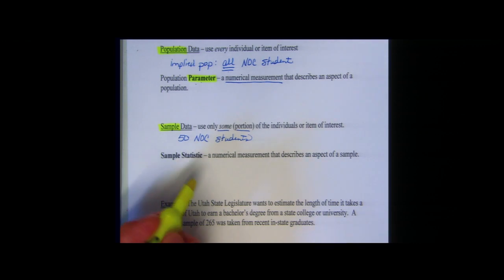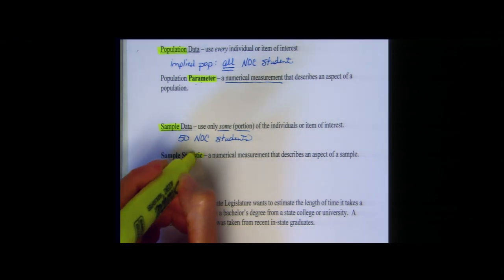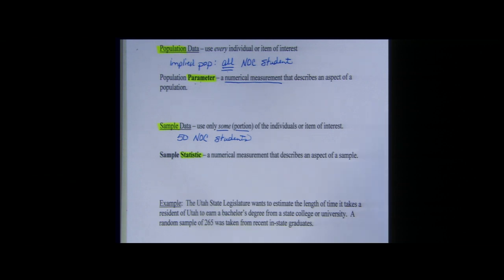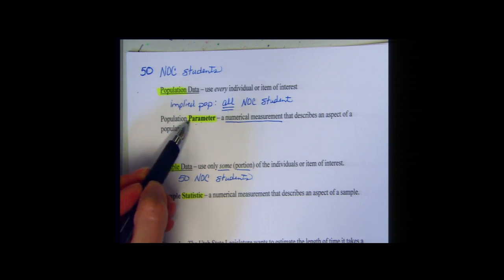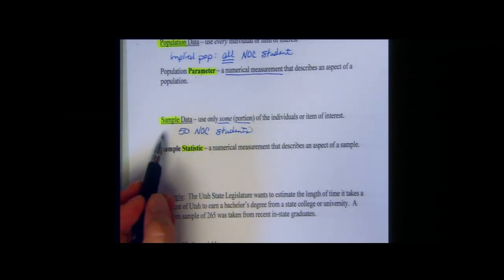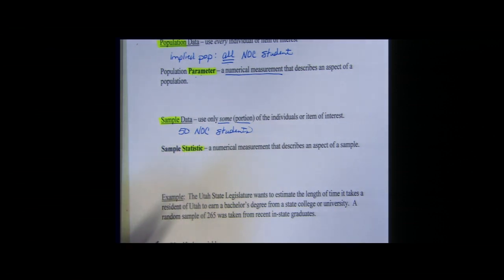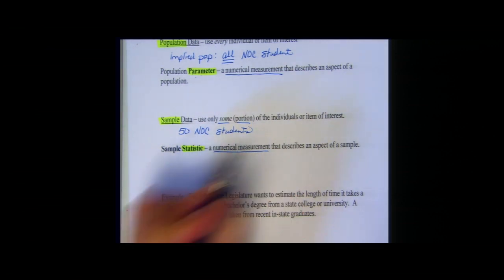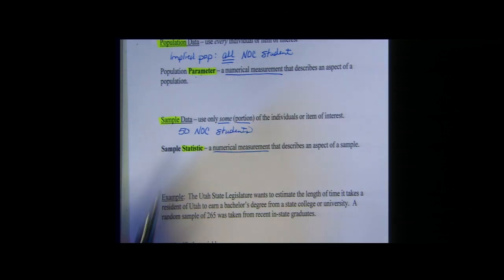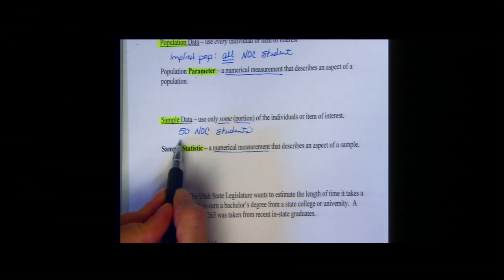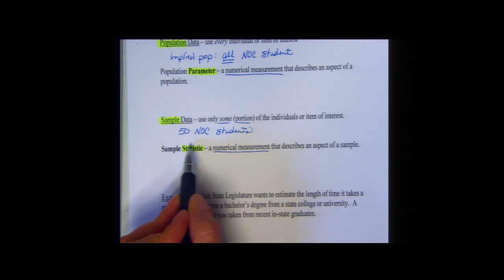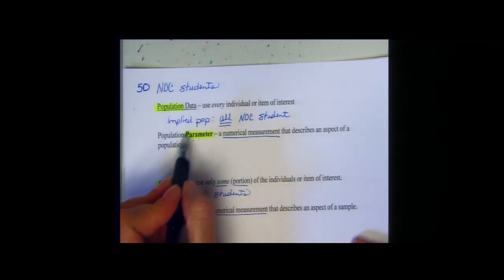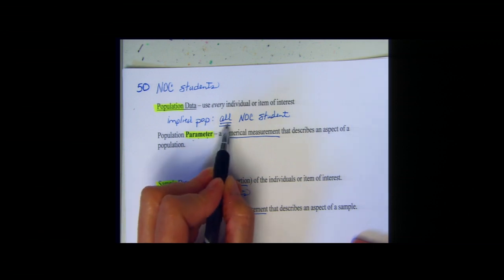Now, any numerical measurement that we calculate off of a sample is called a sample statistic. Just like population and parameter both start with the letter P, the easiest way to remember this is sample starts with an S and so does statistic. And it is a numerical measurement that describes an aspect of a sample. So if we ran the average number of credit hours for these 50 students, that number would be a statistic because we got the data from those 50. A parameter would have had to have gathered all the data from all of the students. So that is the difference.